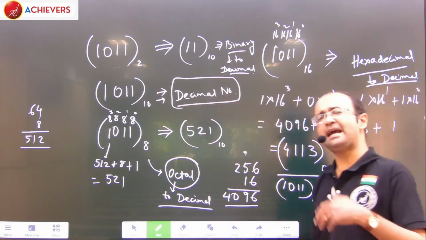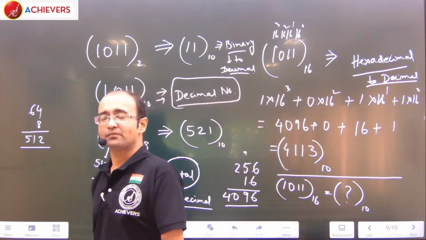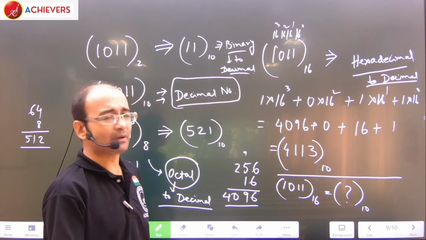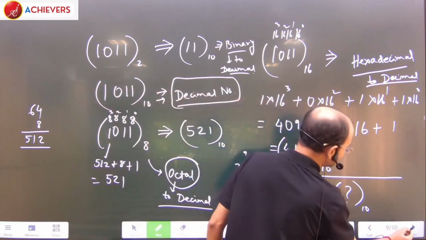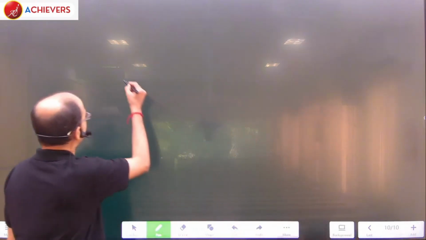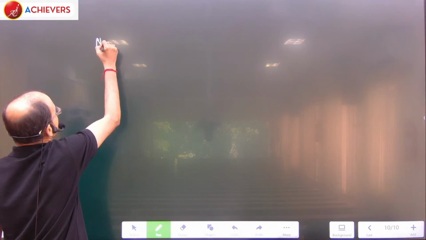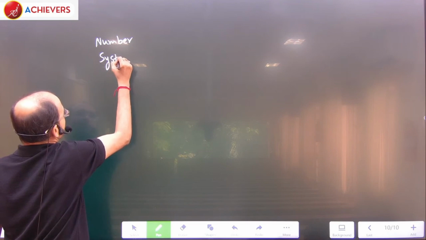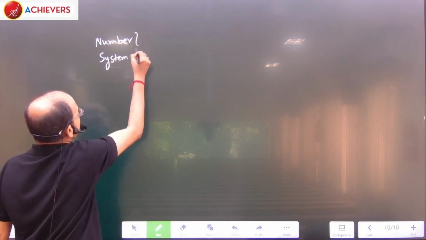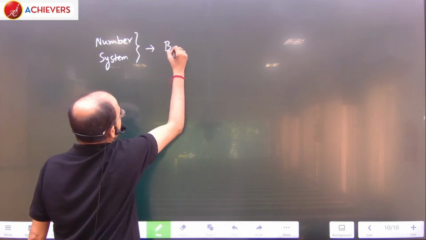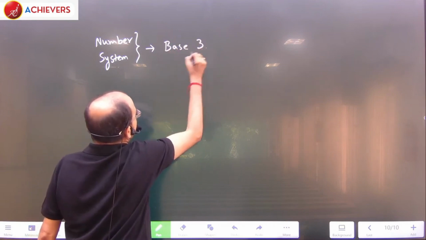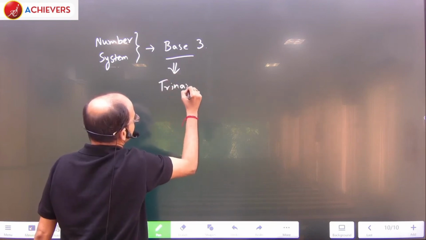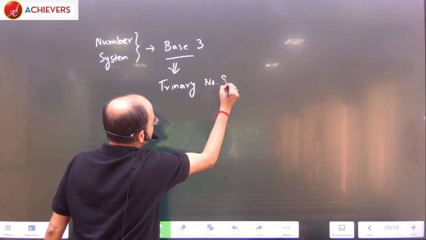Now the question is, if we have any other number system, instead of the binary number system we can have the trinary number system. So how can this be represented? This can be represented as a number system which has a base 3. So this can be represented as the trinary number system.